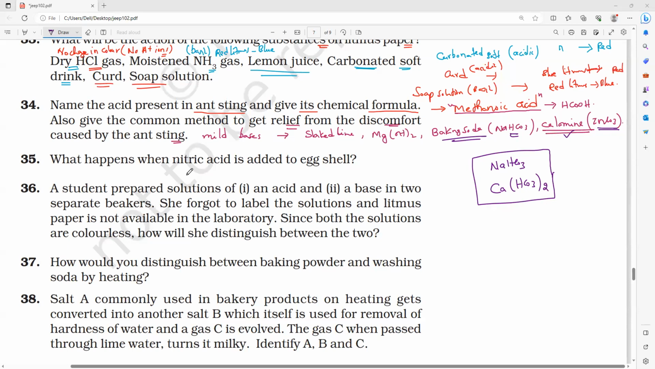Next, what happens when nitric acid is added to the eggshell? So eggshell is an example of something. Anybody? Eggshell, marble, chalk. Calcium carbonate. Very important. So calcium carbonate with nitric acid. Write the equation, everybody. Take the pen and write.